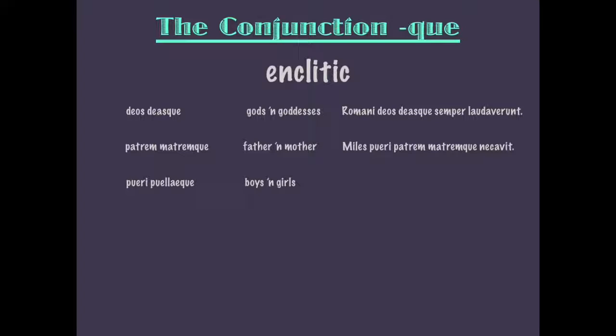Again, the case of the nouns father and mother is seen on the first word and on the second word before the -que. And finally, pueri puellaeque saepe in agris ludent. The boys and girls often play in the fields.